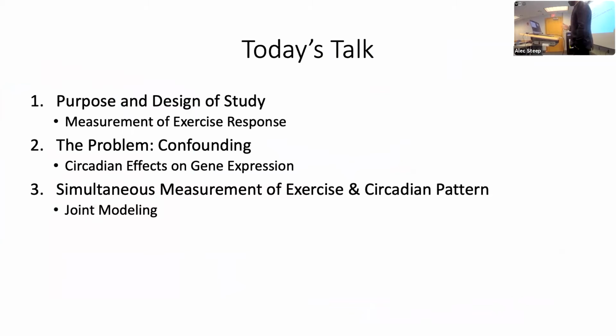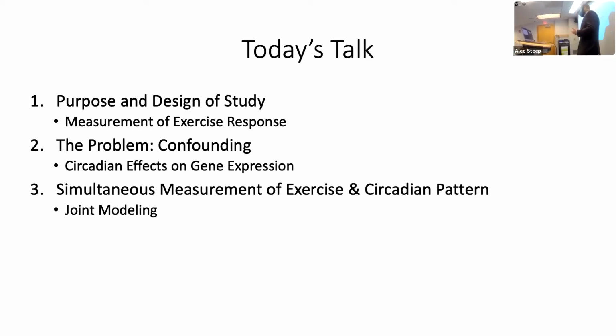Okay, so here's today's talk in a nutshell. We're going to talk about the purpose and the design of the study. Really, the purpose of the study is to measure the acute exercise response. That was the original purpose. But then we ran into a problem with confounding. Specifically, circadian rhythm and circadian effects seem to be influencing gene expression.